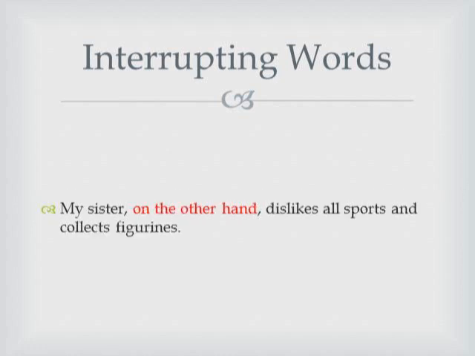Here's another example. My sister, on the other hand, dislikes all sports and collects figurines. Now, on the other hand isn't describing my sister like it was in the last sentence where it was describing the brother. This is just an interrupting phrase, kind of like a by the way, and so it needs commas around it as well.